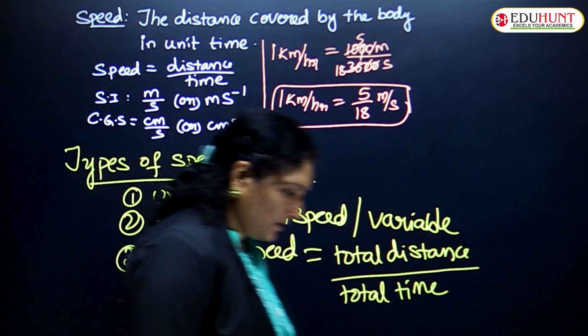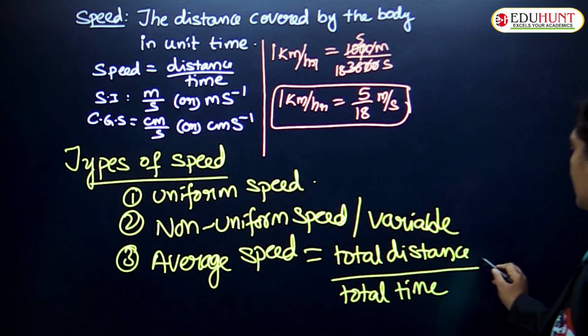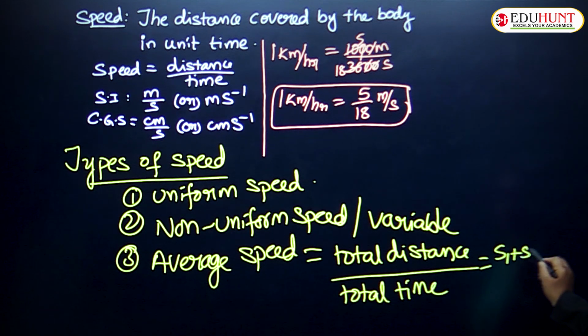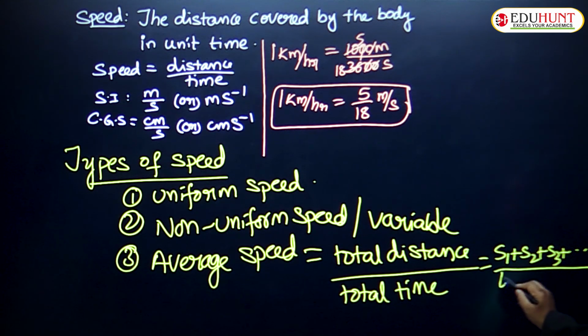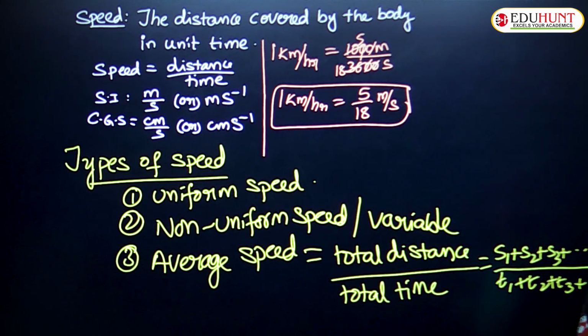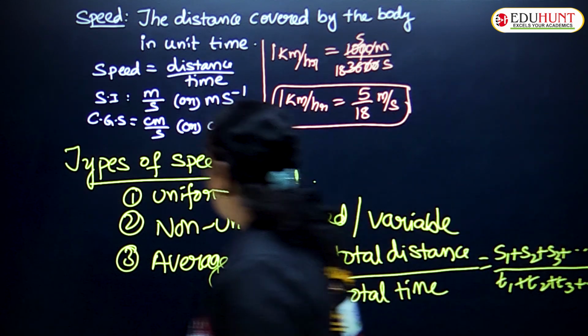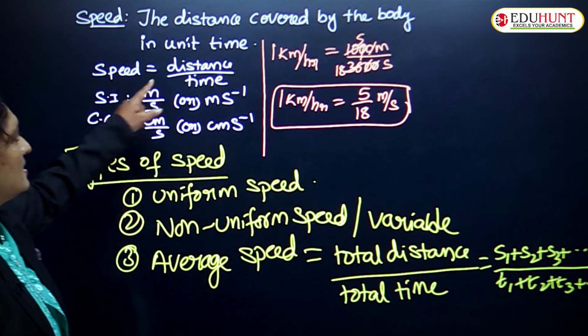For example, whenever a body covers unequal distances in unequal intervals of time, let us say S1 is the first distance, S2 another distance, S3 another distance, and so on up to Sn, different distances in different time intervals. Then the ratio of the total distance covered by the body to the total time interval is called your average speed.